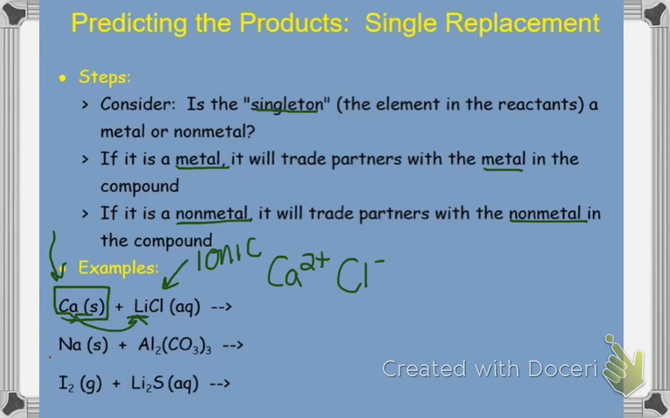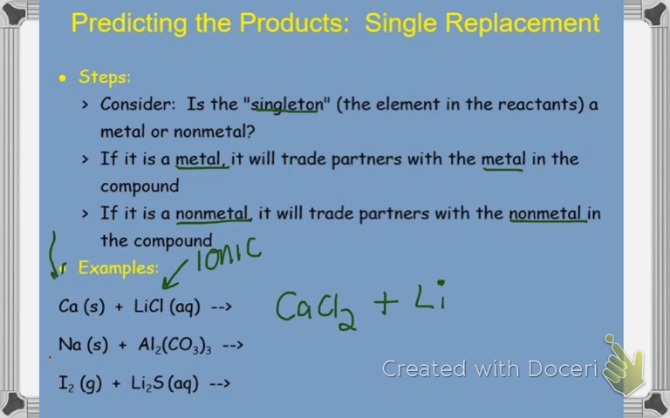So that would mean I need to have the formula of CaCl2 to cancel out my charges. Let's get that extra work out of the way. Then all that's left would be my elemental form of lithium. The final step would be to balance the equation. Anytime I finish my formulas, the last step is to balance the equation.